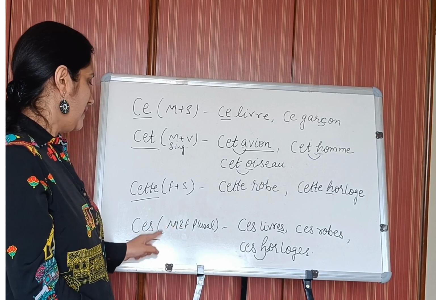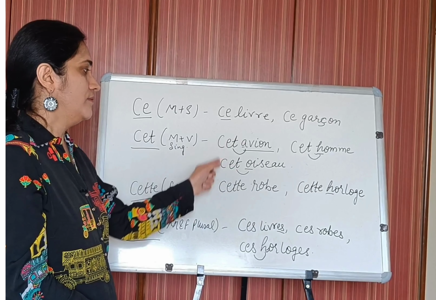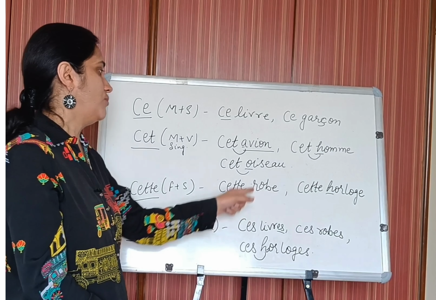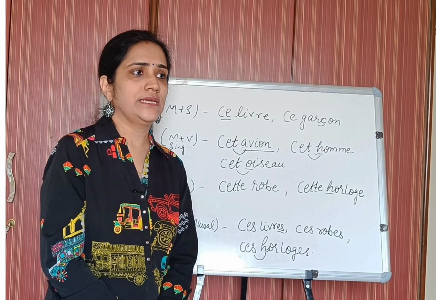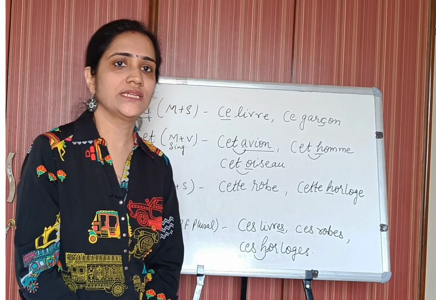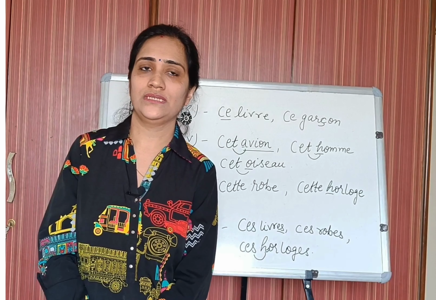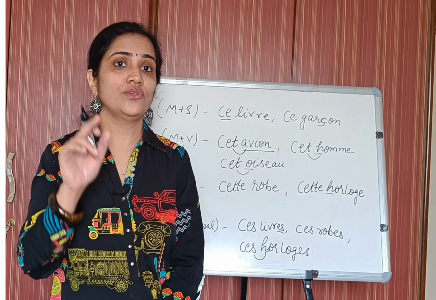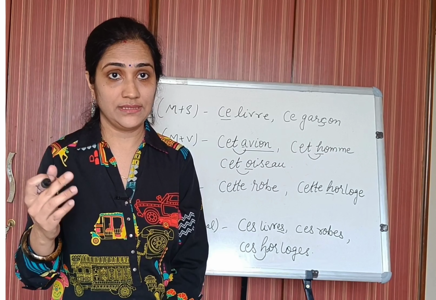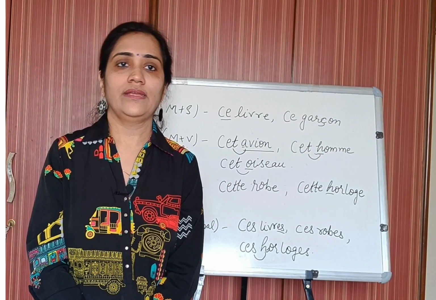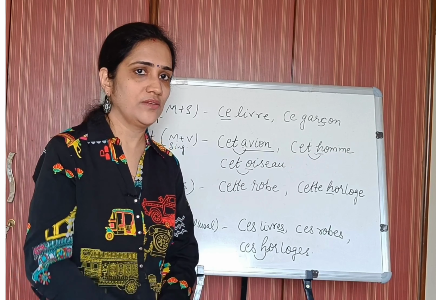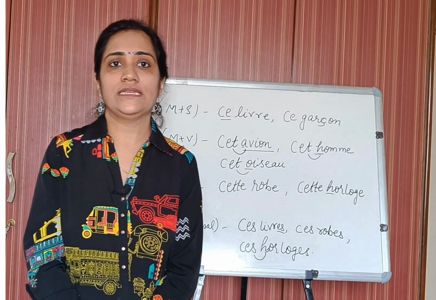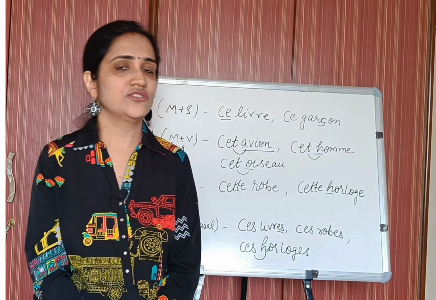Similarly, with plural nouns you can make some more examples like this. Suppose with oiseau as well, you can say these birds, you will say ces oiseaux. In this oiseau, you have to put an X instead of S. Some rules are there in making the plural, and we will discuss them in upcoming videos for sure. Ces oiseaux. So that's the concept of les adjectifs démonstratifs, which means demonstrative adjective.